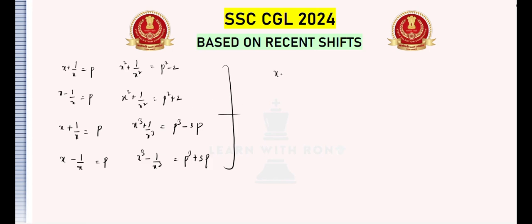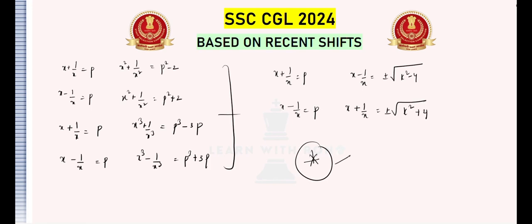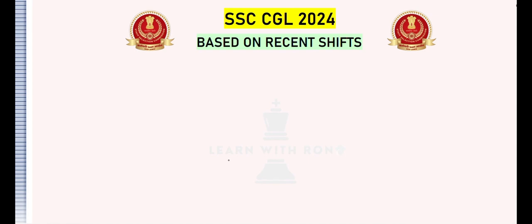And also, if they give like x plus 1 by x is equals to p, if they ask you to find x minus 1 by x, simply plus or minus square root of p square minus 4. If you want minus, you will get in the root minus. Similarly, if they given x minus 1 by x value p, you need to find x plus 1 by x, same, plus or minus square root of p square. Here you want plus, so p square plus 4. These are the very important formulas, because they are definitely going to ask. Okay, try to remember those.